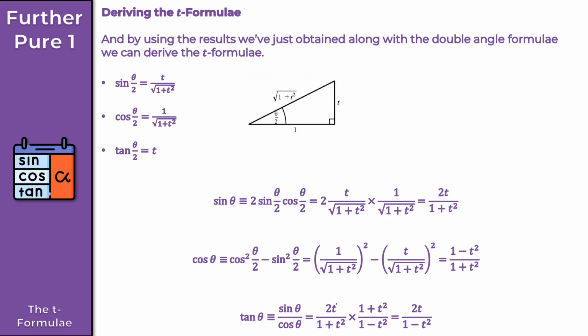So as we just said, sine theta is 2t all over 1 plus t squared. And then we times this by the reciprocal of cos theta, in other words, just 1 over cos theta. So in that case, I get 1 plus t squared all over 1 minus t squared. And once we simplify, as you can see, they will just cancel like so. And I get 2t all over 1 minus t squared. Again, exactly as we require. And there we have it. So that is a very quick derivation of the t-formulae.